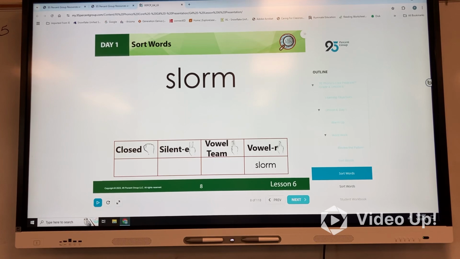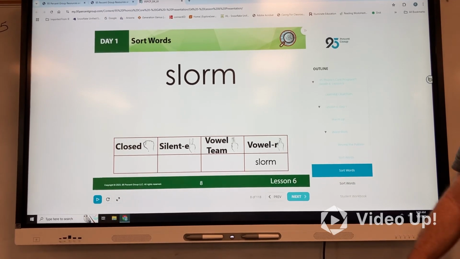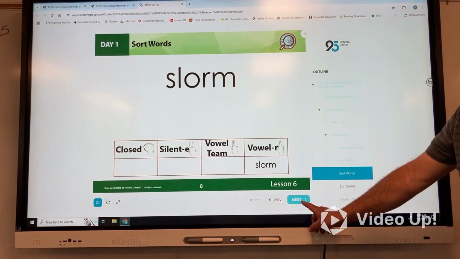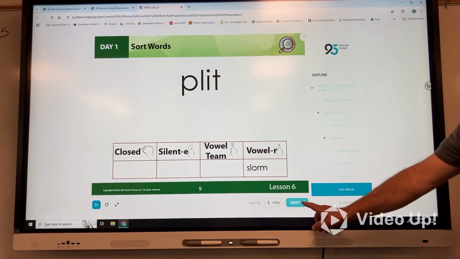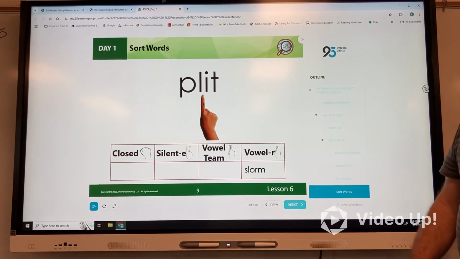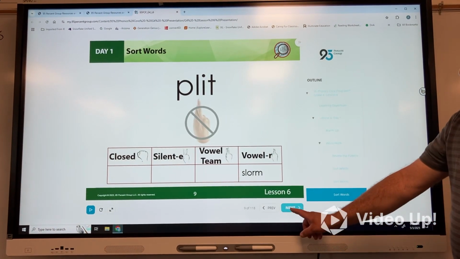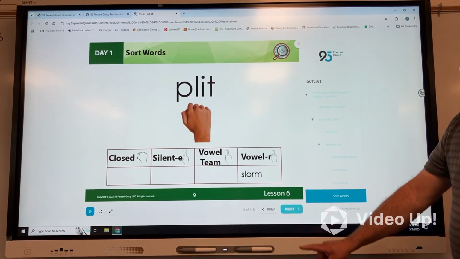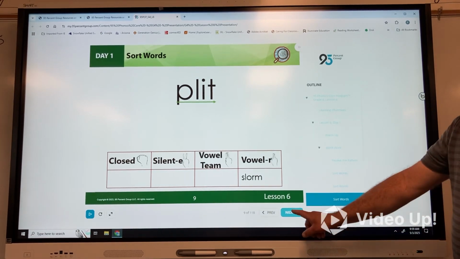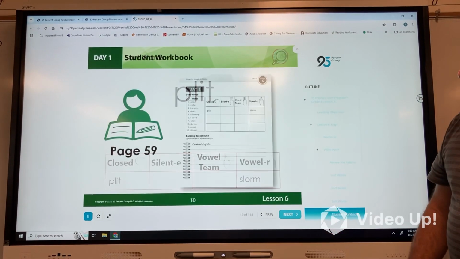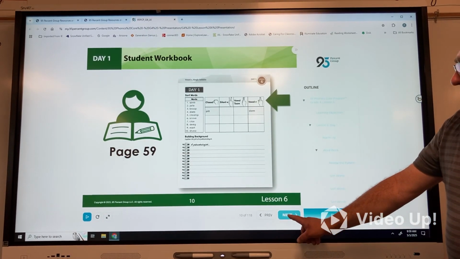The students are used to this by now, and so they can do this fairly quickly by themselves. We give them other words to review, like this is a closed syllable nonsensical word, and it's not a vowel R, so they'll symbolize it as a closed syllable by a closed fist. And then the students will complete their own worksheet.